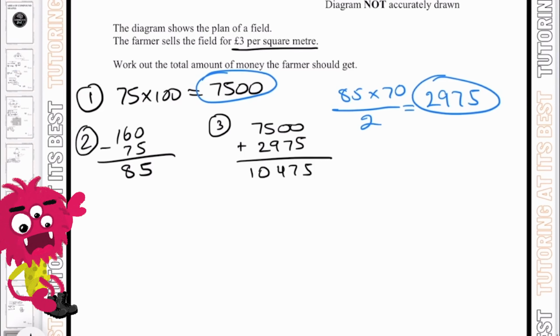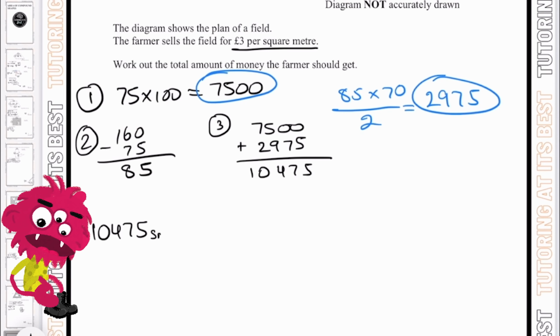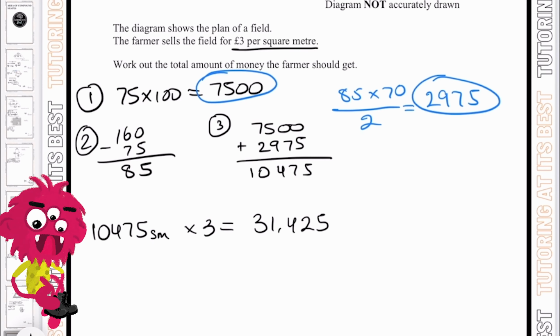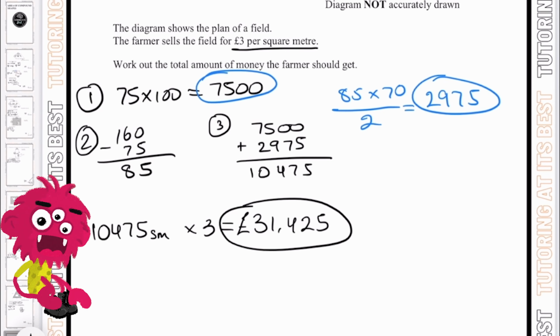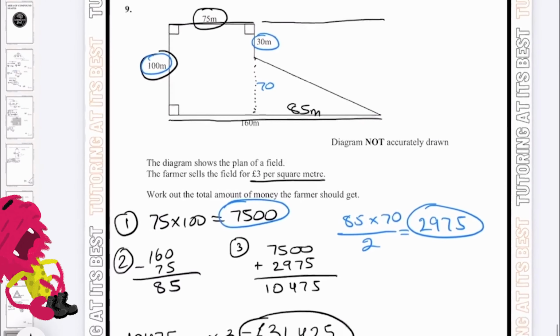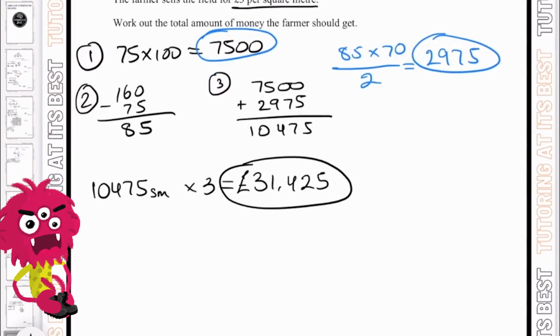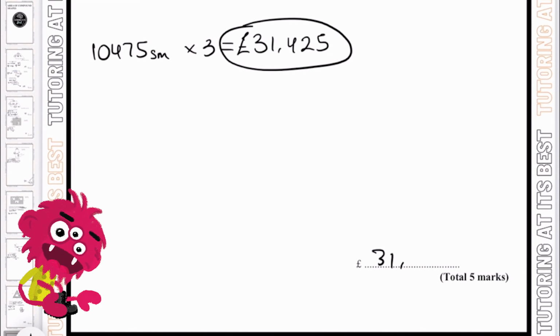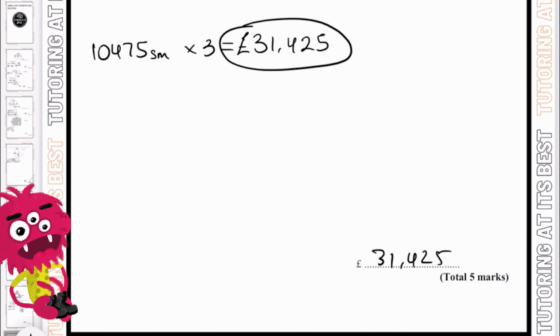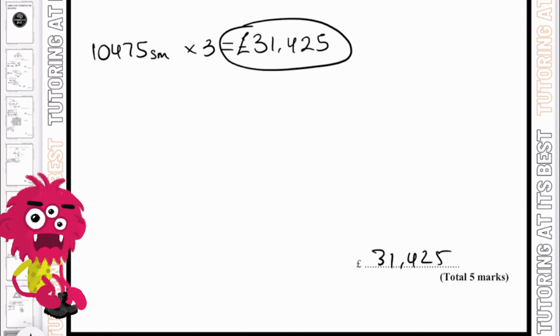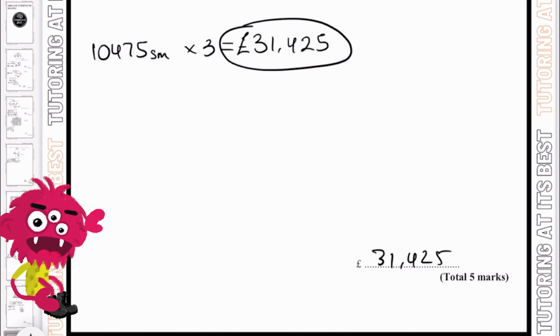So now we've done that, we can see that the farmer sells the field for £3 per square meter. So what do we need to do? We now need to go ahead and multiply our total square meters by 3. And that then gives us £31,425. So that is our total value that the farmer will get for selling this plan of a field. Wonderful. Amazing work.